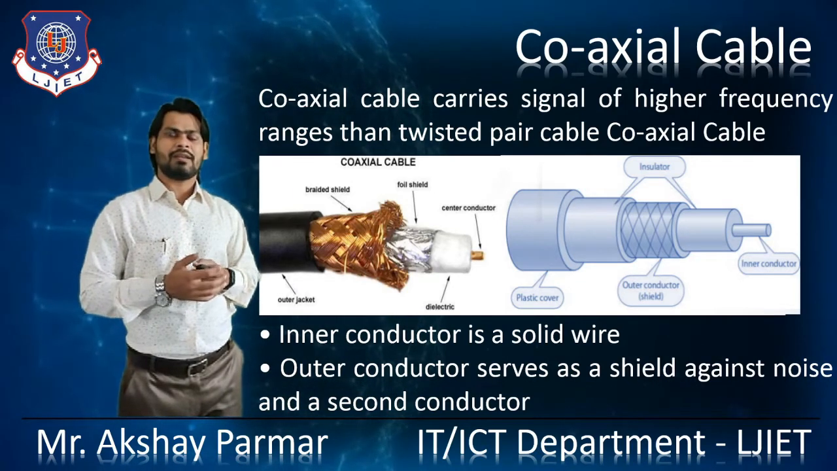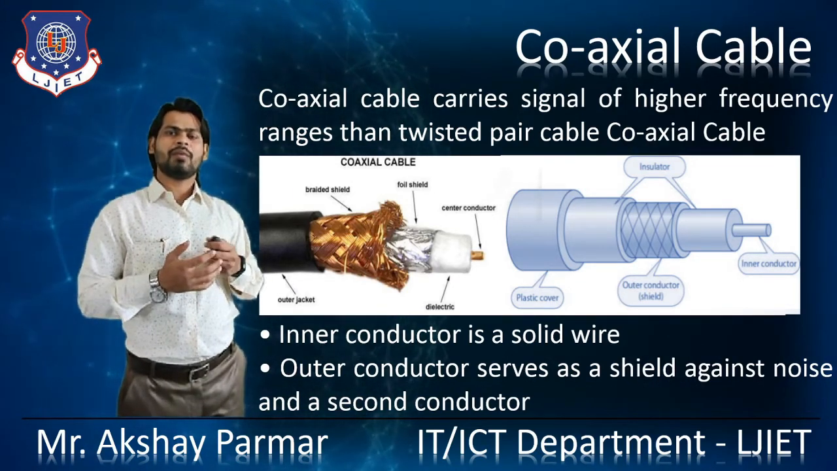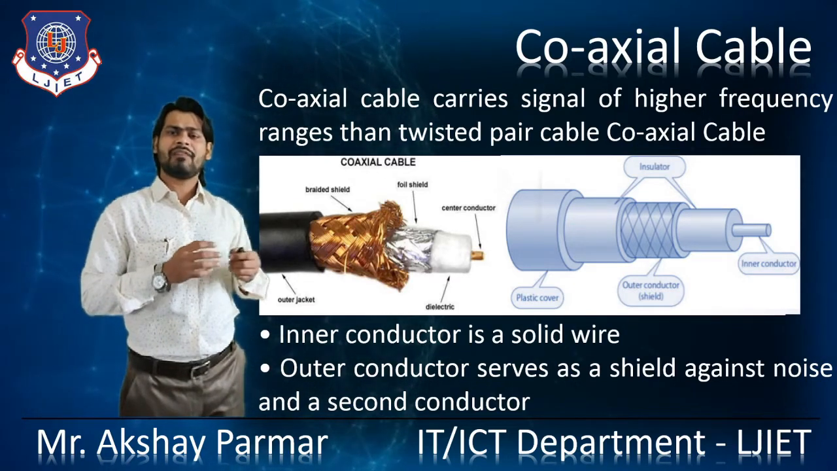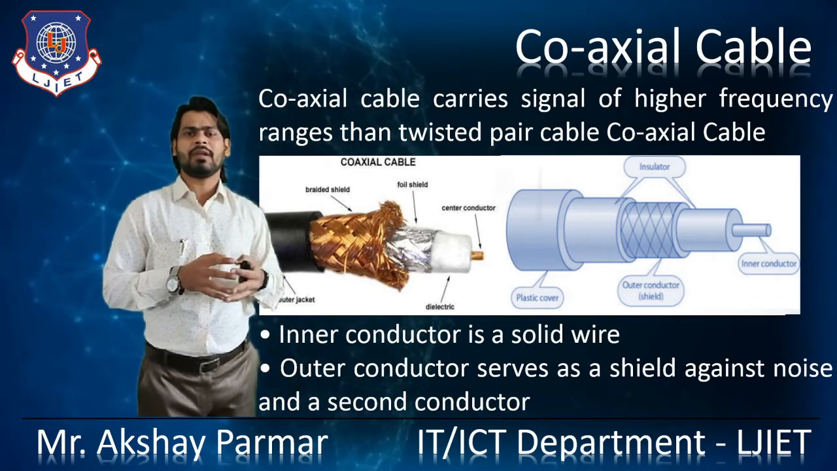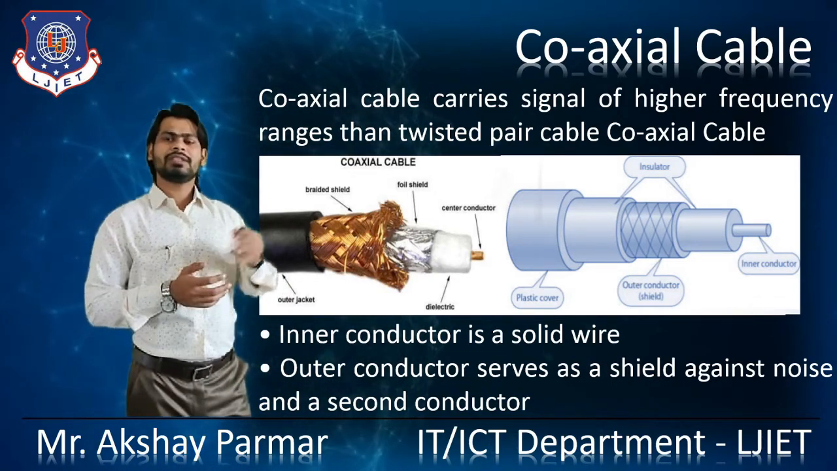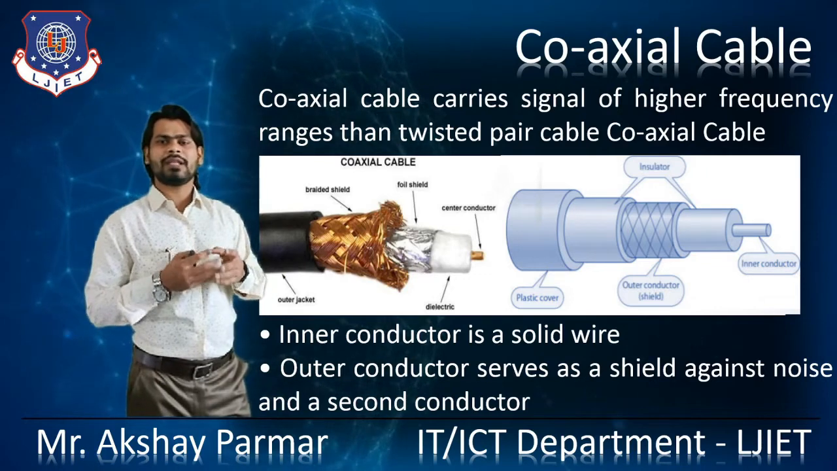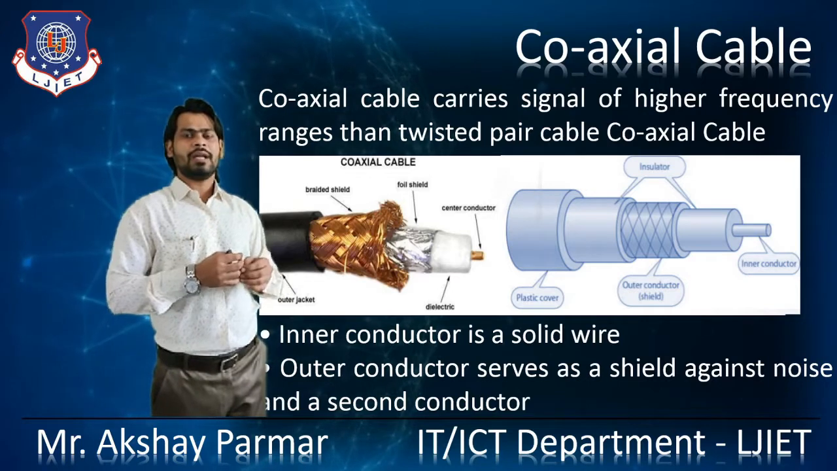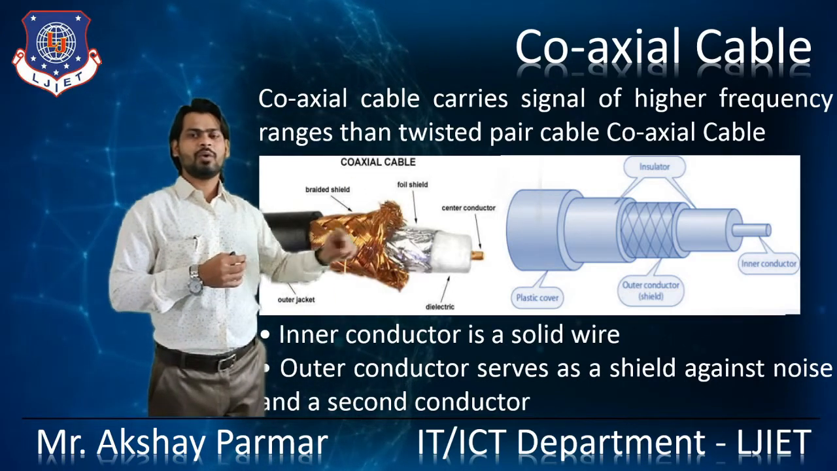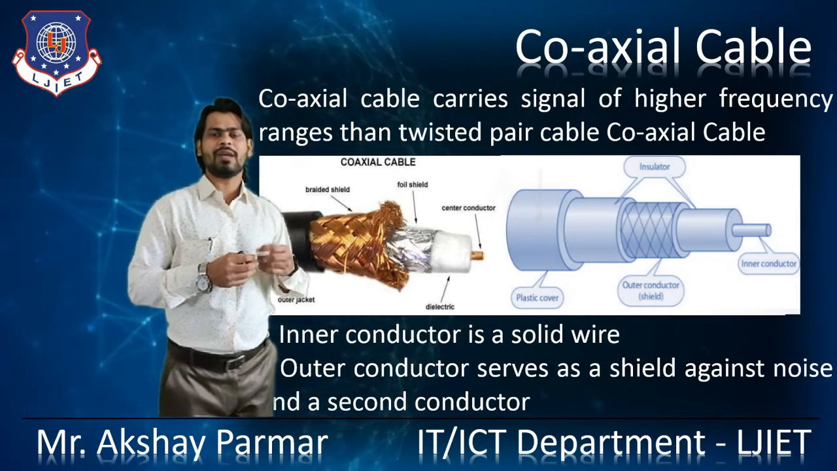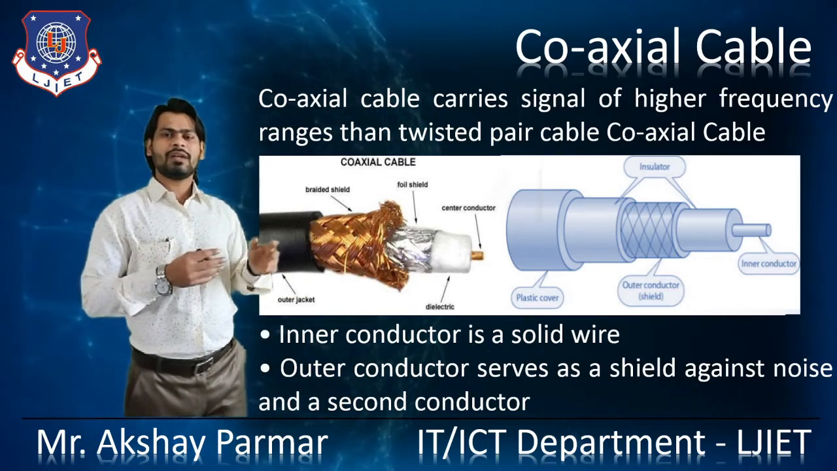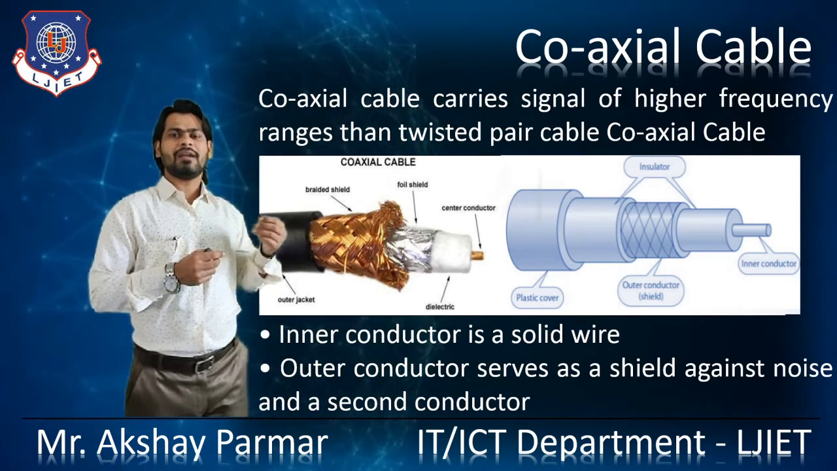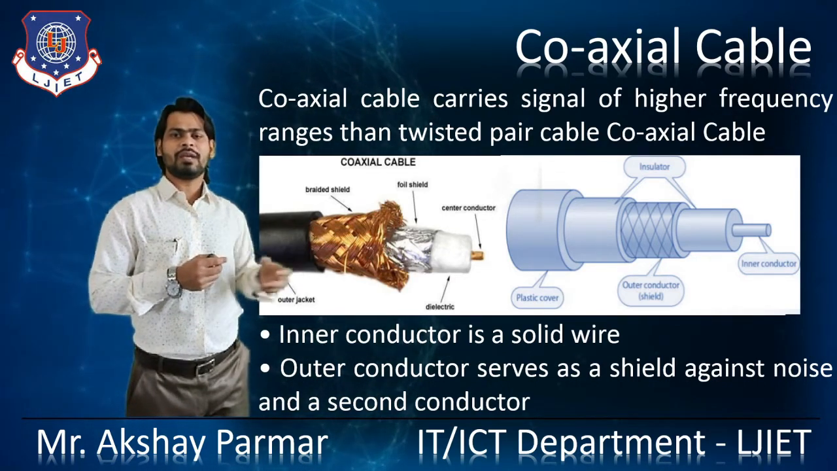After that, the next major cabling system is the coaxial cable. Coaxial cable carries signals of a higher frequency range than twisted pair cable. This is the basic structure of the coaxial cable. The inner conductor is a solid wire. As you can observe in the figure, the core is a solid wire by which you transfer your data. The outer conductor serves as a shield against noise and as the second conductor, and in between an insulator is used.